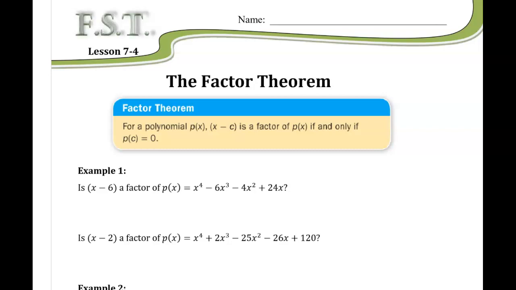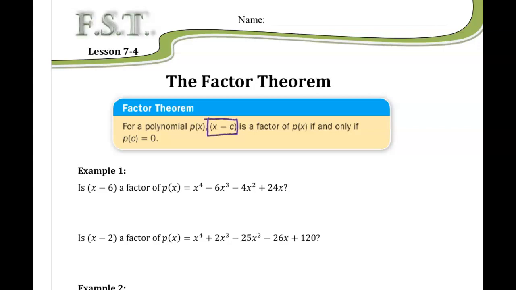7.4 is the factor theorem. Again, the fact that it's a theorem, who cares? But it is something you need to know. So for a polynomial p of x, x minus c is a factor of p of x if and only if p of c is 0.